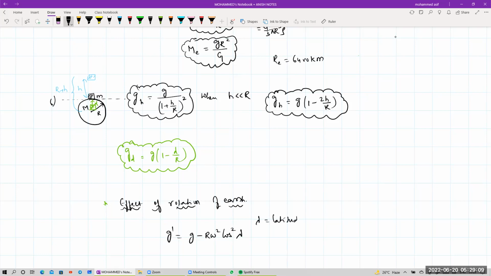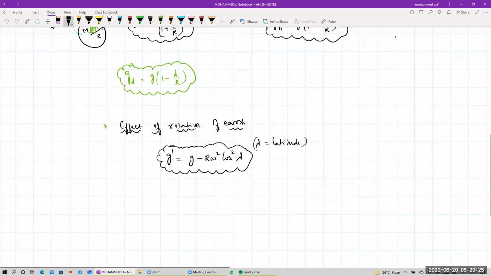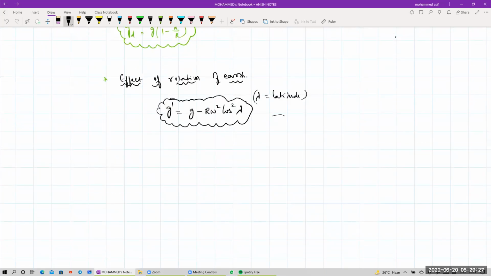Latitude of the Earth at which it is making a certain angle. So g at a certain angle can be given by the formula g minus R omega square cos square theta, or you can also write lambda. Lambda is nothing but the angle made with respect to the equatorial line. Like, let's say this is the Earth.